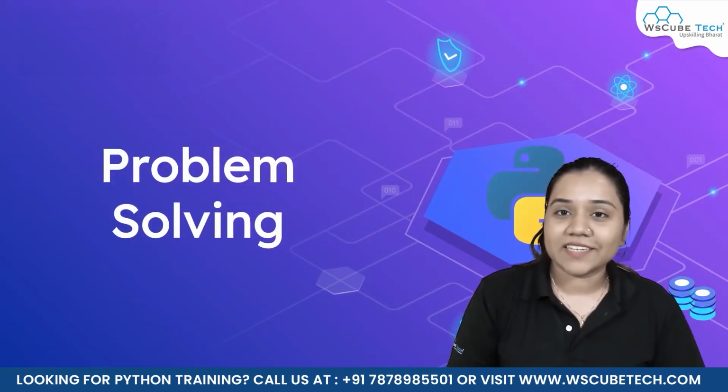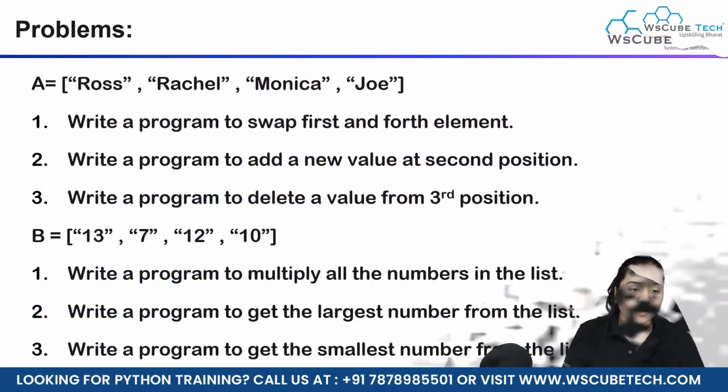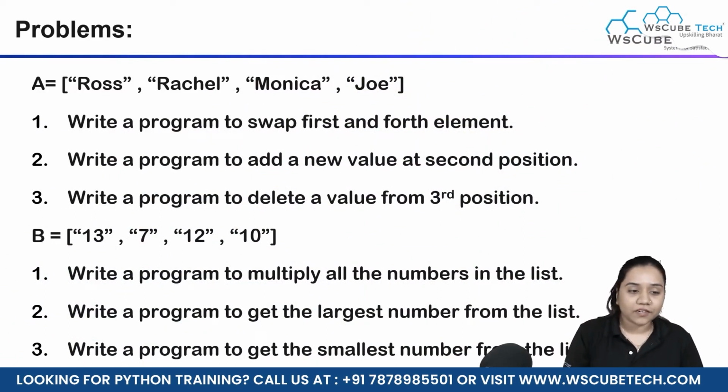So let's get started. Let's see what questions we have in front of us. We have a list A, and inside some names are written. Our first question says to write a program to swap the first and the fourth element. So all you need to do is replace the first element with the fourth element and the fourth element with the first element from this list.